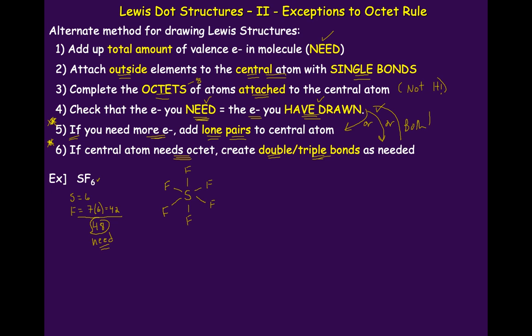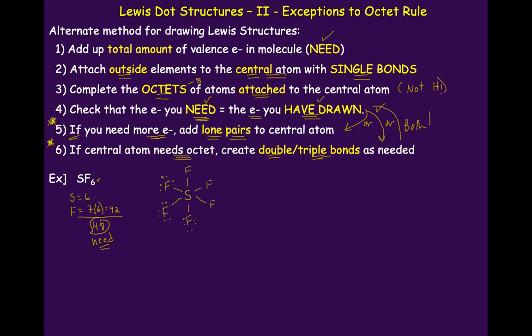Then we attach them with single bonds. Now I'm going to complete the octets of the atoms attached to the central atom. So let's complete my octet. 1, 2, 3, 4, 5, 6. The bond is 7 and 8. 1, 2, 3, 4, 5, 6. The bond is 7 and 8. 1, 2, 3, 4.